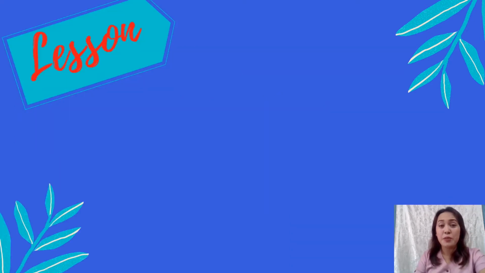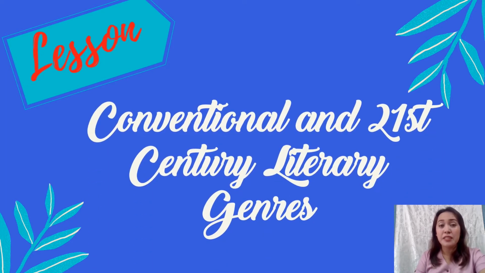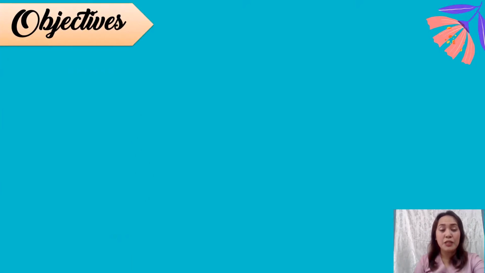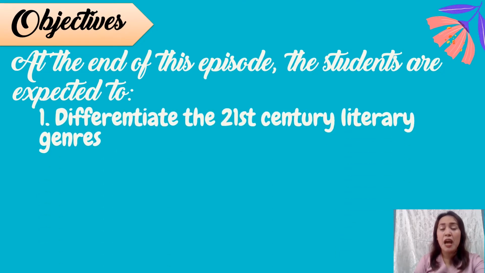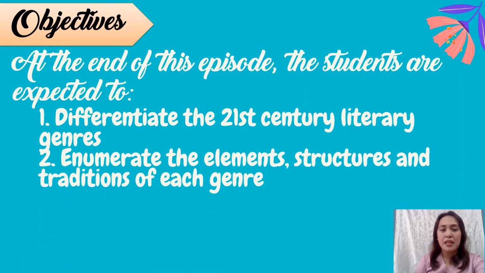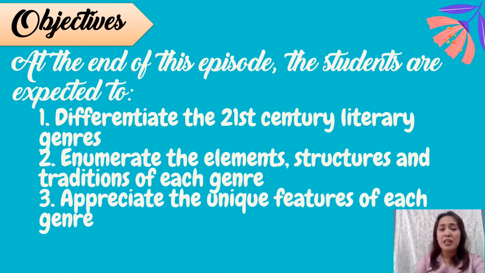Shall we start, grade 12 learners? Let us start. Our topic is the conventional and 21st century genres. At the end of this episode, you are expected to differentiate the 21st century literary genres and ones from the original genres, enumerate the elements, structures, and traditions of each genre, and appreciate the unique features of each genre.